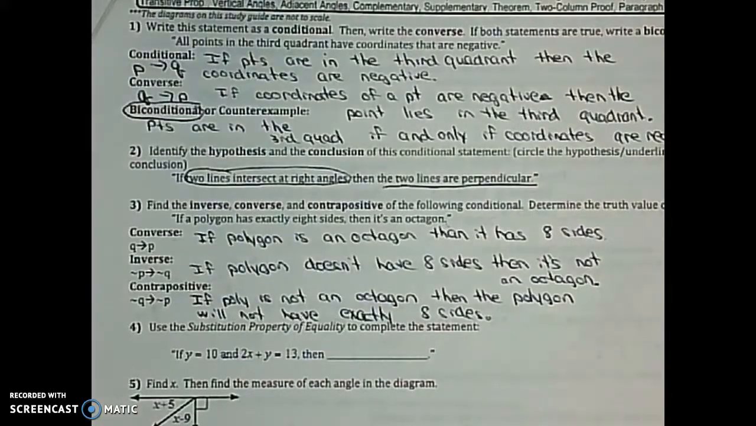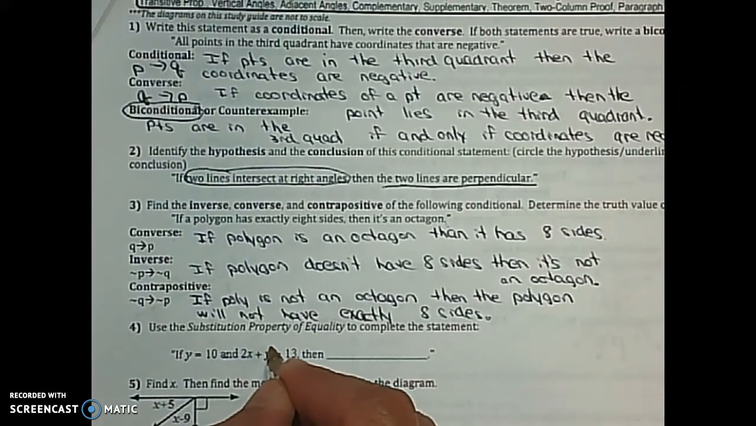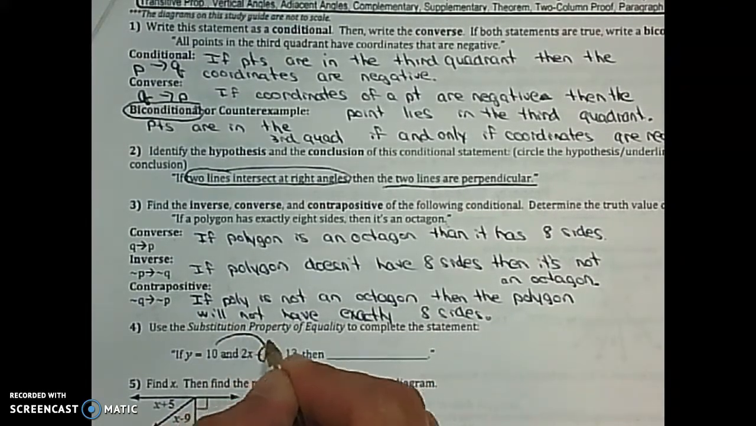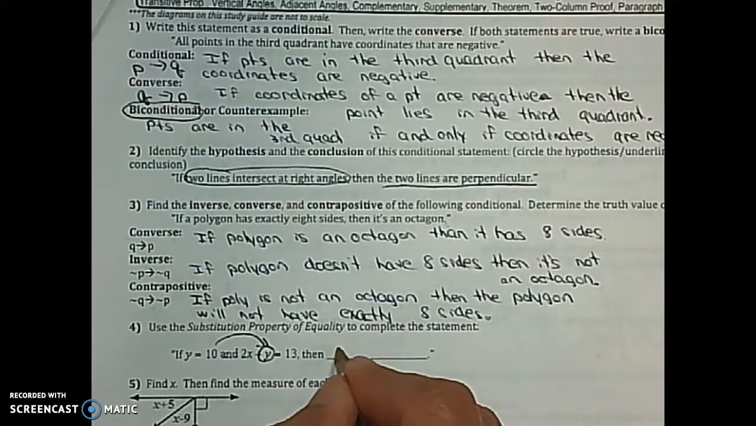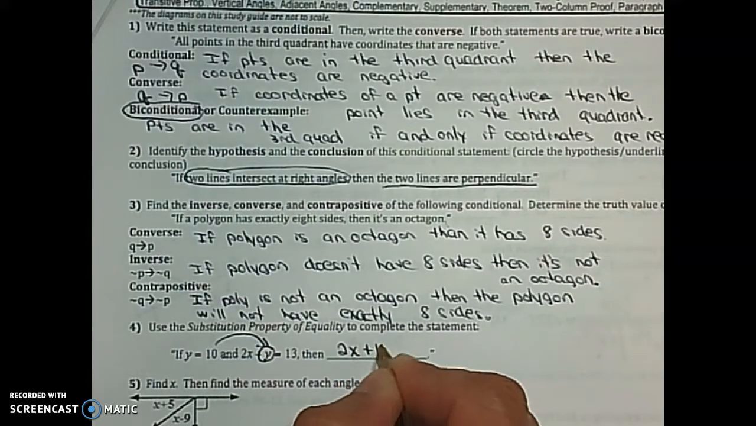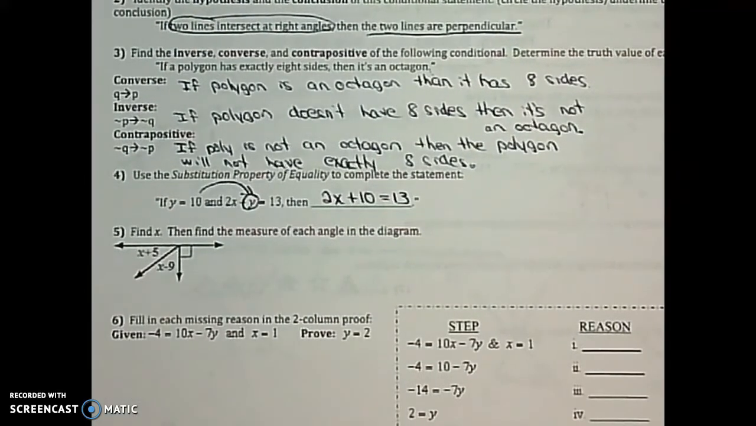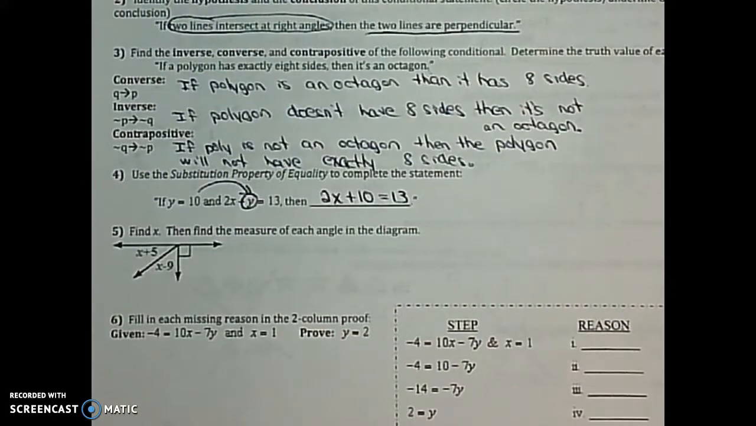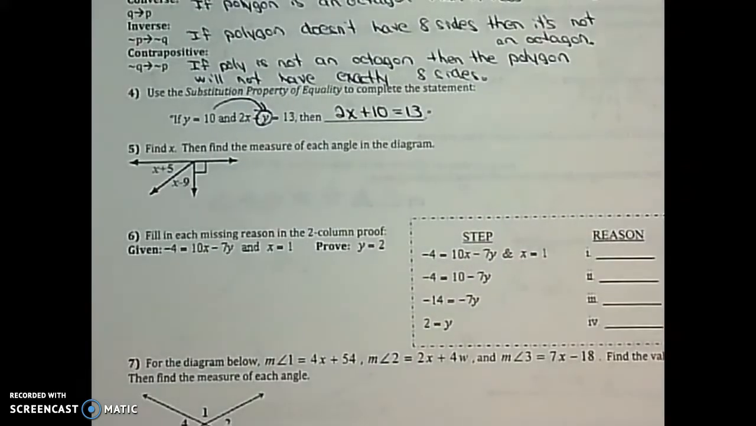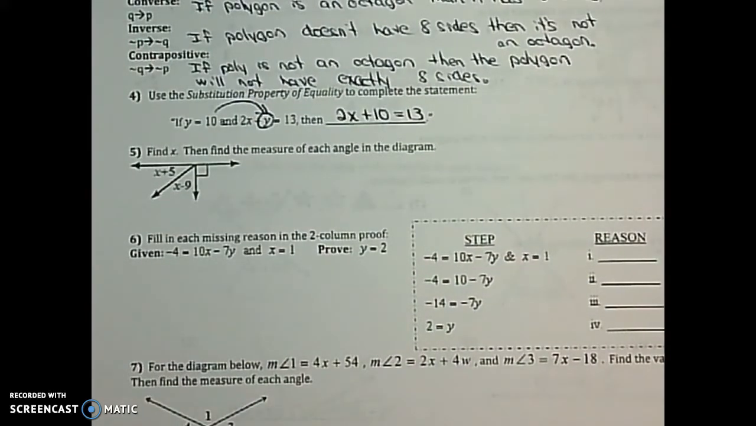Question 4, it tells us what property, we just have to complete it. So we've been told y is equal to 10, we've been given the following. So in place of that y, I get to substitute the 10. So it becomes 2x plus 10 equals 13. Okay, moving on to question 5. So if I'm looking for x, I'm going to have to solve an equation.